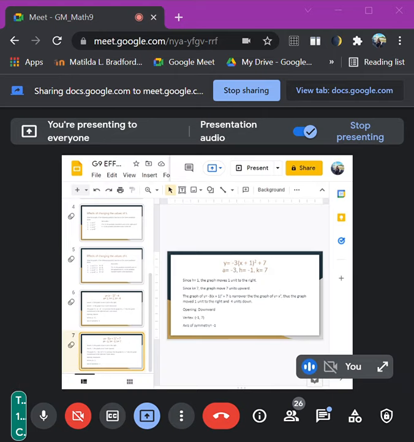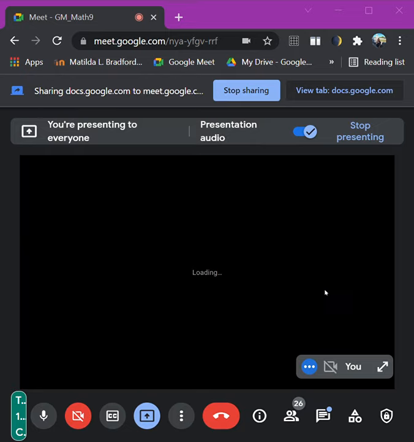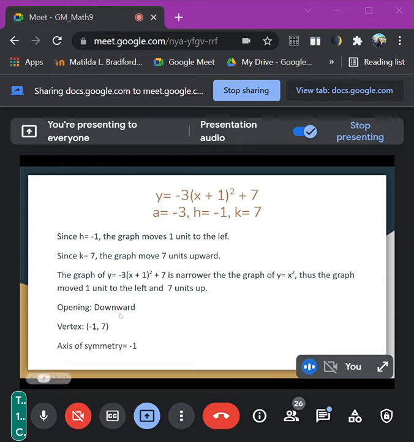Let me edit this slowly because it was wrong. Left, and this one is left, this one is negative 1. Okay, narrower. And then 7 units up. So the opening is downward, the graph goes down because of the negative. The vertex is negative 1, 7, the h and k, and the axis of symmetry is your h.